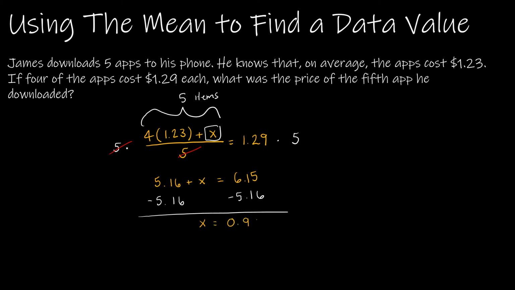Now, what exactly does that mean? Well, that means the 5th app that James downloaded was 99 cents. So why do I make such a big deal about that? Because so often in statistics, I see students take their time to find a correct response and then not really understand or convey that they understand what that means. So what does it mean? It means the 5th app costs 99 cents.